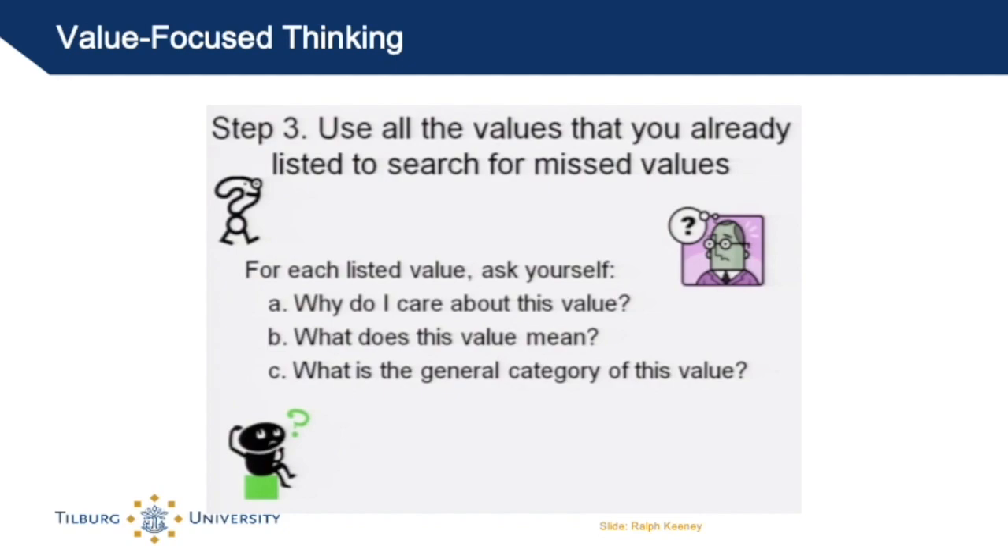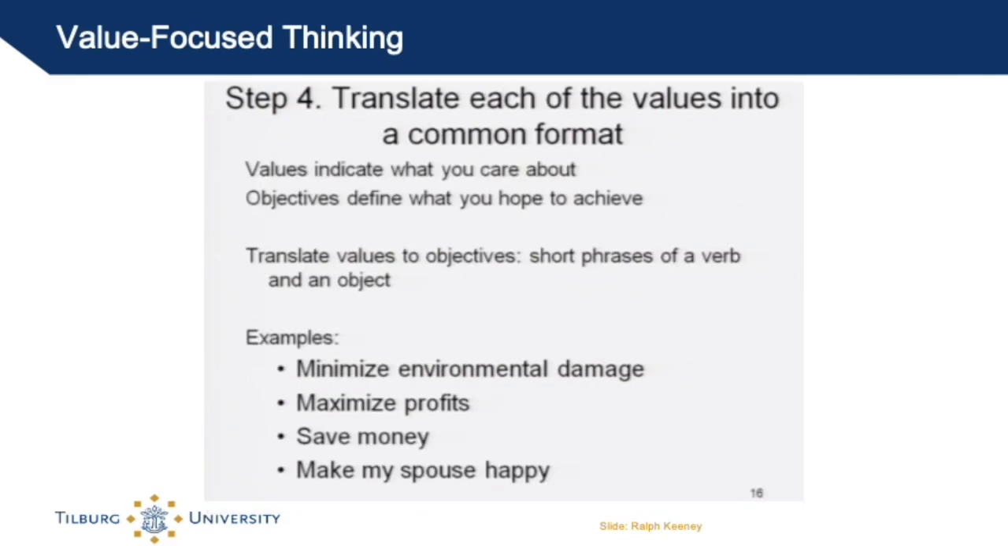And in step 3, let's dive into this in a little bit more detail. Keeney would suggest that once you've listed all these values, you then try to search for more missed values based off of the ones that you already have. So for each one that you have, ask yourself, why do I care about this? What does this mean? And what is the general category of this value? And then perhaps you can find more that are adjacent to it. And I thought what was interesting was actually step number 4. Translating the values into a common format.